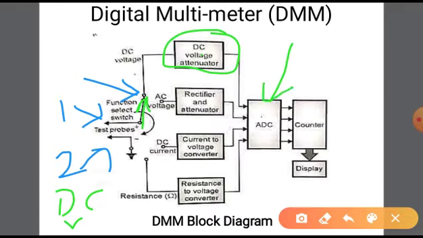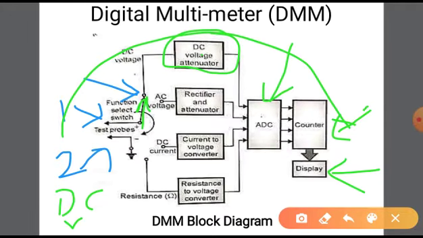What is the full form of ADC? ADC is the analog to digital converter. It converts the incoming signal into digital form, in general in binary form, and the counter understands the binary bits and then shows them on the display. So this is the function of DC voltage measurement. DC voltage is measured in this way.